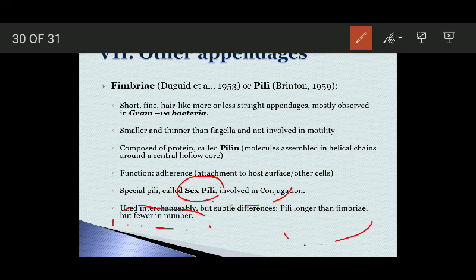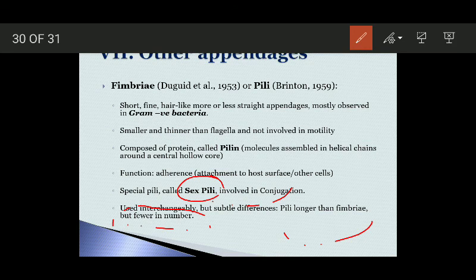So this is all about the other bacterial appendages, including fimbriae and pili. I will repeat these things. These are short, more or less straight appendages, which are mostly observed in gram-negative bacteria. They are usually smaller and thinner than flagella, and they don't have the motility function. Instead, they help the bacterial cells get adhered to the host surface or cells, and they are composed of a protein called pilin. And these pilin proteins form helical chains and enclose a central hollow core.